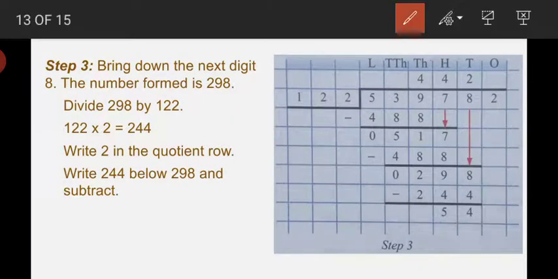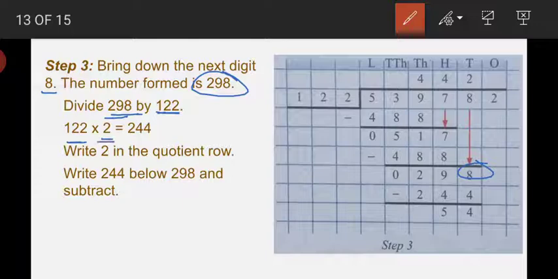Next, bring down the next digit 8. Here you have to write 8 here. So the new number formed is 298. Next we have to divide 298 by 122. So find the multiple of 122 so that the product is less than 298.